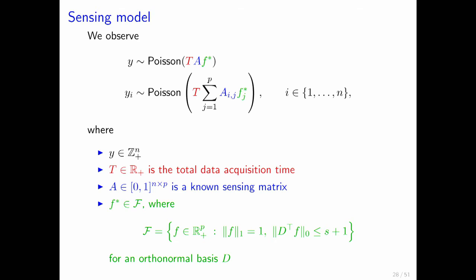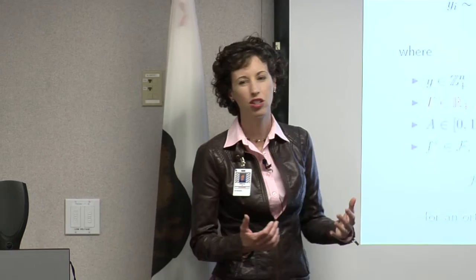So here's, again, the same sensing model that we talked about before, just to refresh your memory. Y is our set of measurements, and we've got N different projections. T is our total dose or data acquisition time. It's a measure of our signal-to-noise ratio. A is our sensing matrix, and F star, this image that we want to reconstruct, has got P different pixels. It is sparse in some basis or dictionary D, and the total brightness of our scene or of our image is going to be constrained to 1, just so that T is really reflecting the total signal-to-noise ratio of our system and nothing swept under the rug through F.